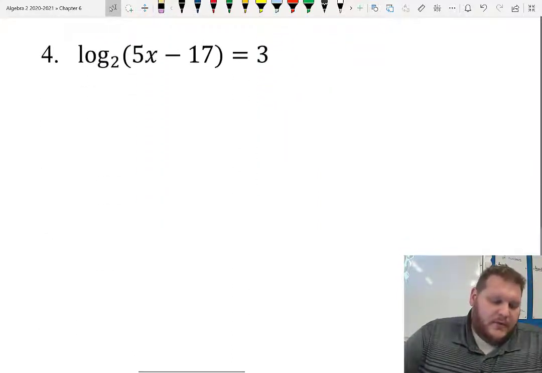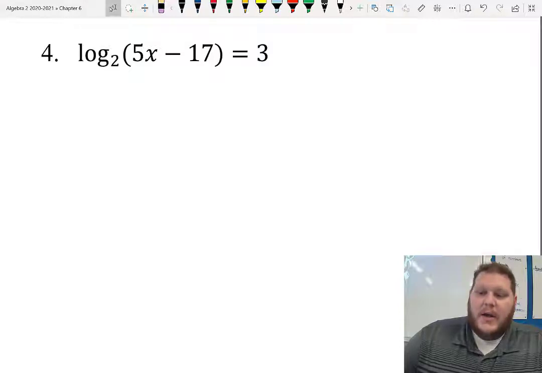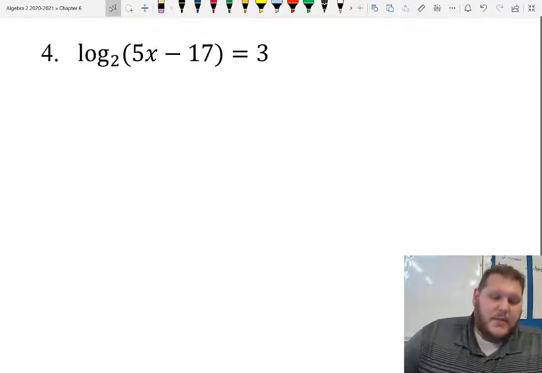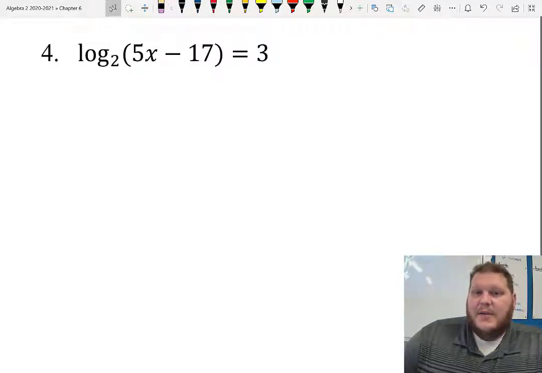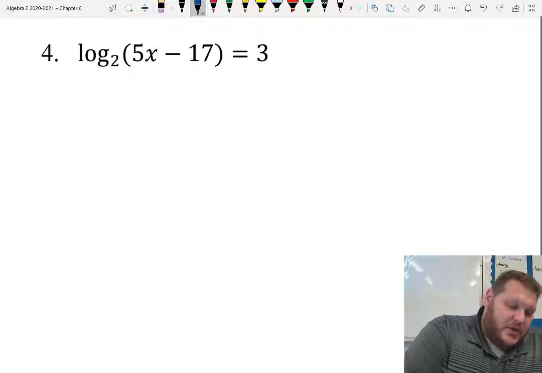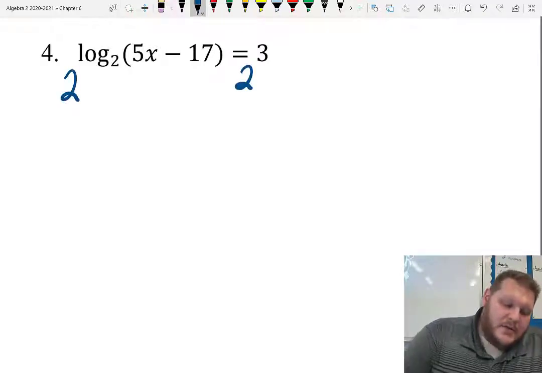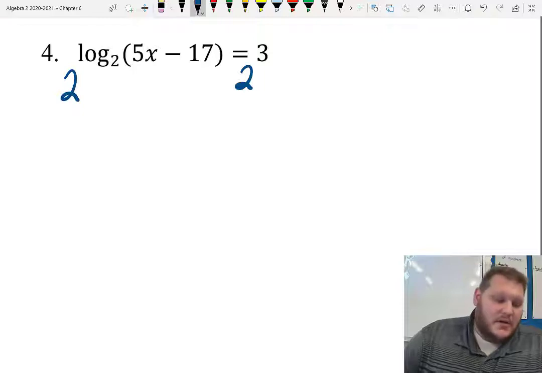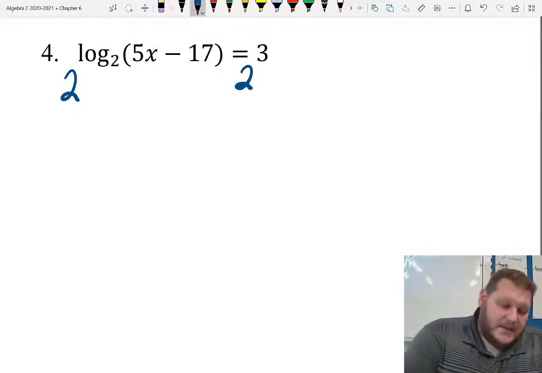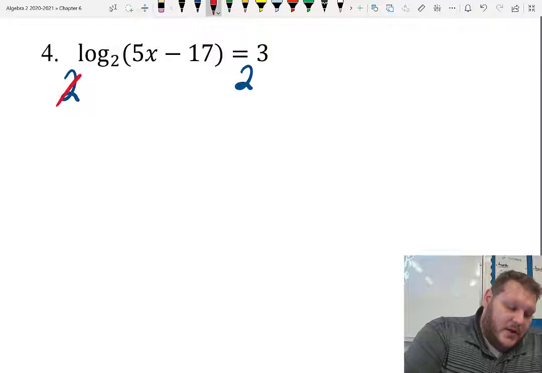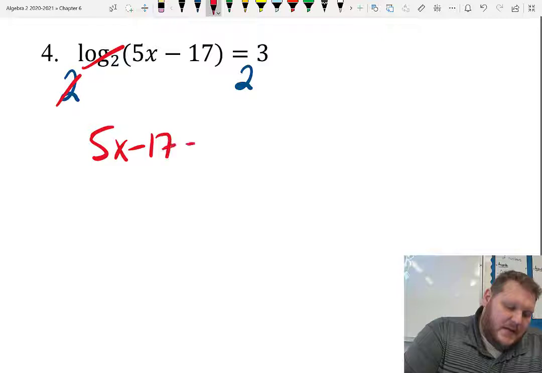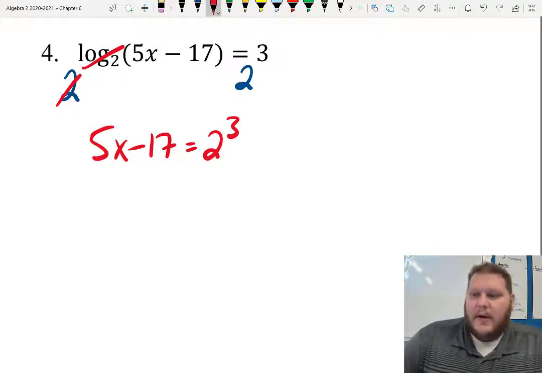All right, for this last one, for number 4 in box 4, another one where I don't have log of the same base on both sides. So I'm going to have to use those inverse rules of exponentials and logarithms, meaning that in this case, since I have the log base 2 on the left side, I have to put that as an exponent on a base of 2. Because remember, exponentials and logarithms of the same base cancel each other out. So I have my base of 2 on both sides. That means over here, those cancel each other out. I have 5x minus 17 equals 2 to the third power.